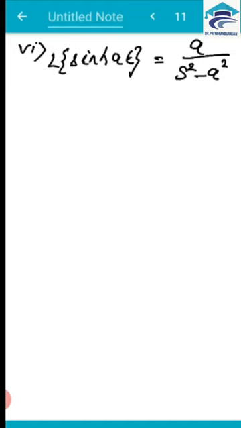Next formula is L of sinh at is equal to a by s squared minus a squared. Let me prove this now.